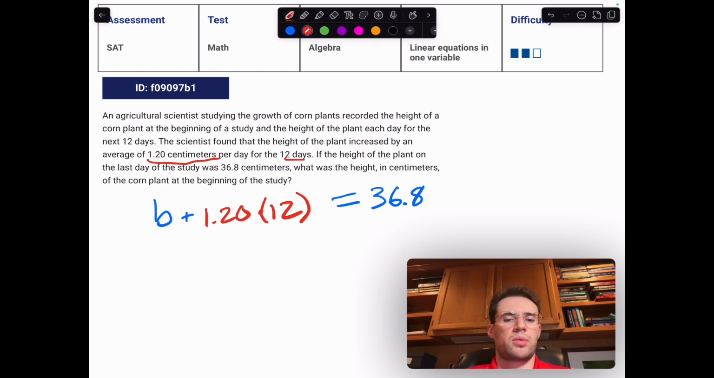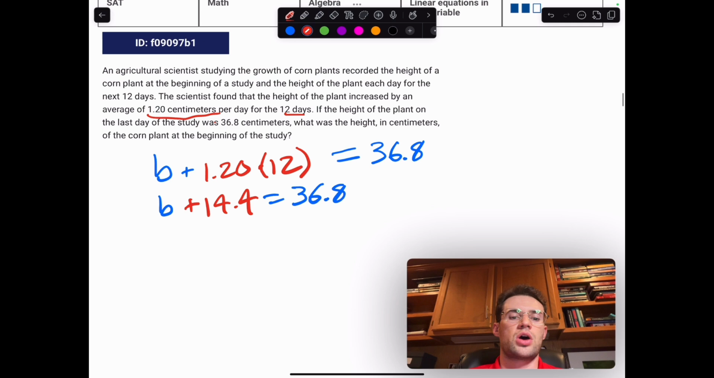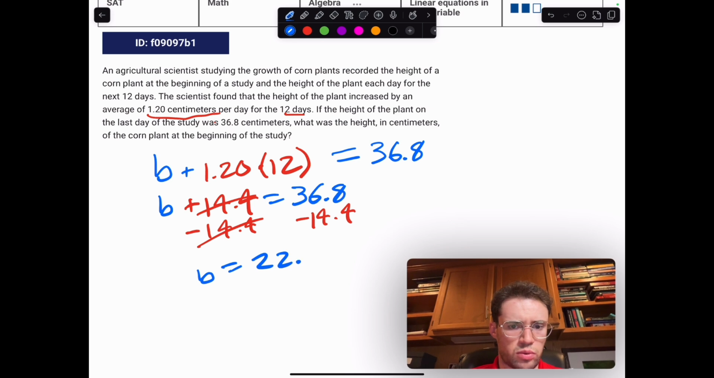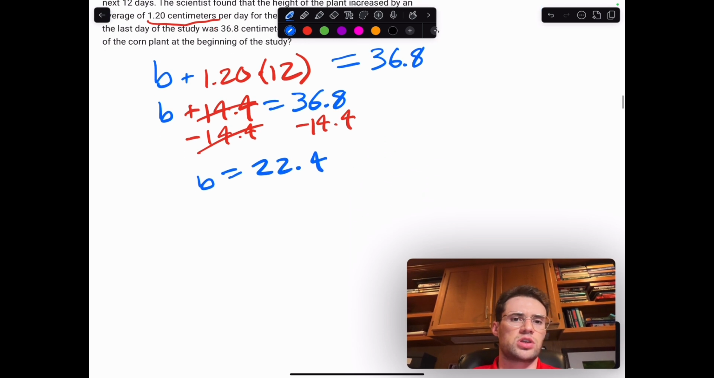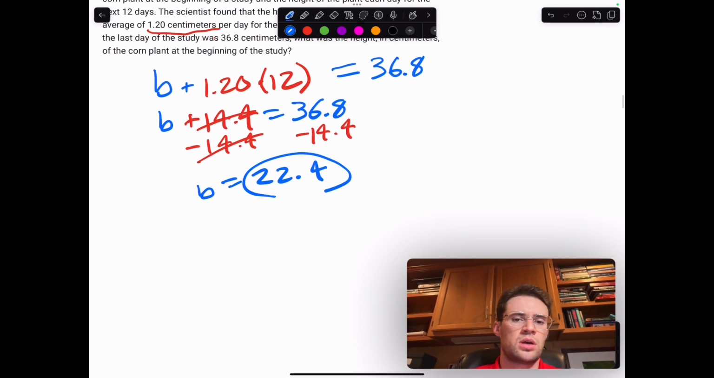All right, so now we can just multiply 1.2 times 12, which is like 12 times 12 is 144. So in this case, it's going to be 14.4. Sorry, it shouldn't be equals. It should be B plus 14.4 equals 36.8. And now to get the beginning height alone, we just get rid of this plus 14.4 by subtracting 14.4 on both sides. Cancels it out over here. And that leaves us with B is equal to 36.8 minus 14.4, which should be 22.4. 22.4 centimeters is your height.